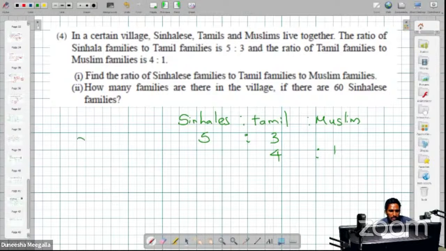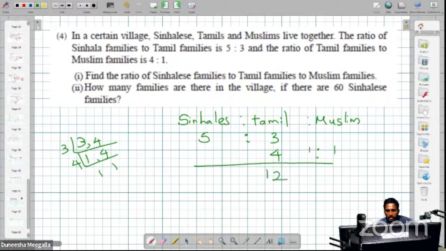12, because of 3 and 4, right? It's 12. Divide by 3, divide by 4, 1, 1, 4, 12. It's 12. Multiply by 3, multiply by 4. 3, 4. So it's 20, 12 to 3. Okay. 20, 12 to 3.